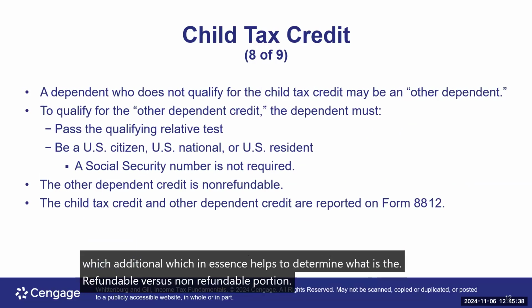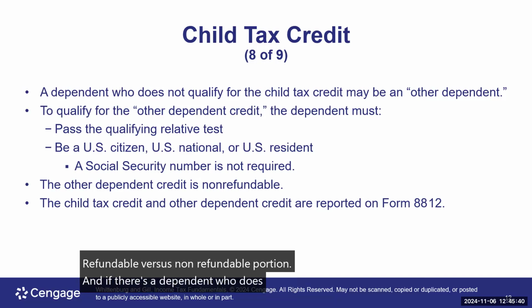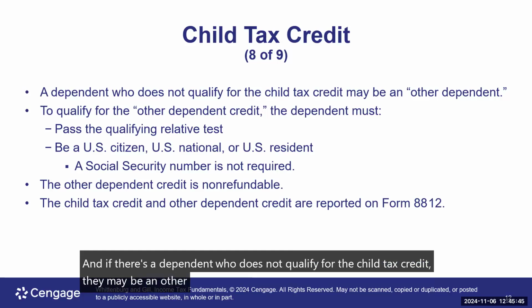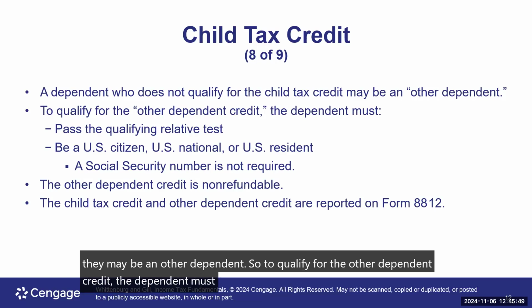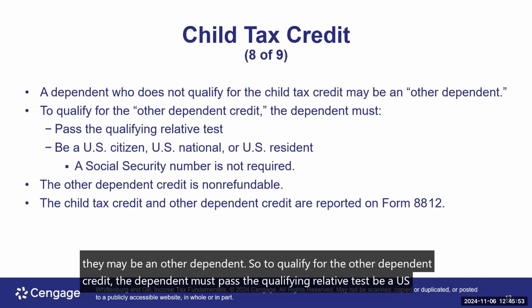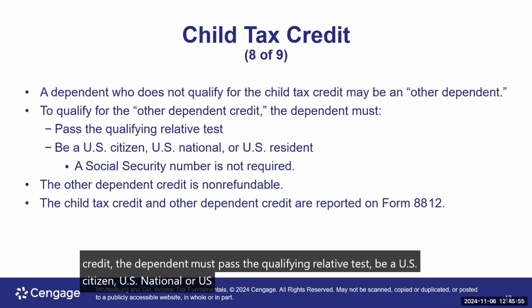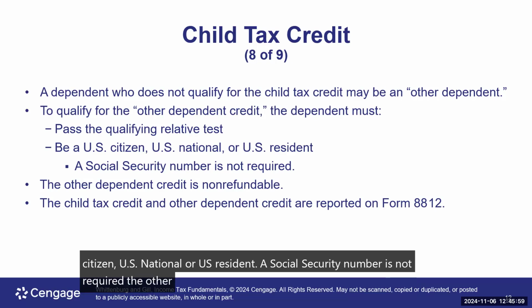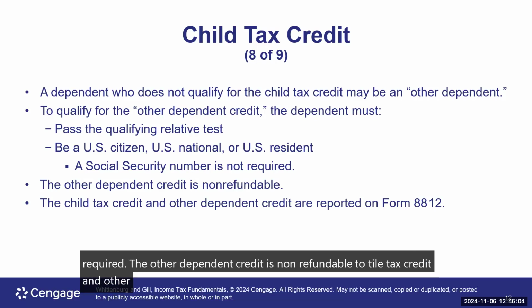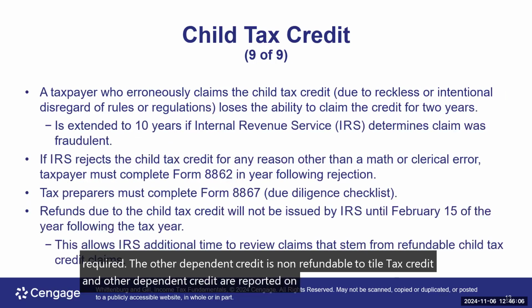And if there's a dependent who does not qualify for the child tax credit, they may be an other dependent. So to qualify for the other dependent credit, the dependent must pass the qualifying relative test, be a U.S. citizen, U.S. national, or U.S. resident. A Social Security number is not required. The other dependent credit is non-refundable. The child tax credit and other dependent credit are reported on Form 8812.